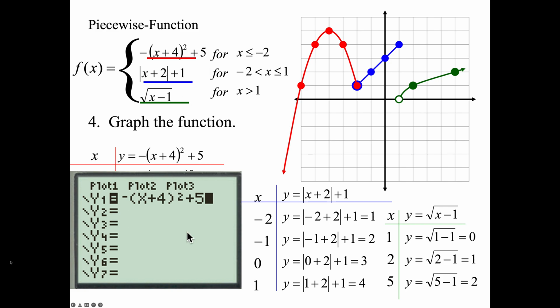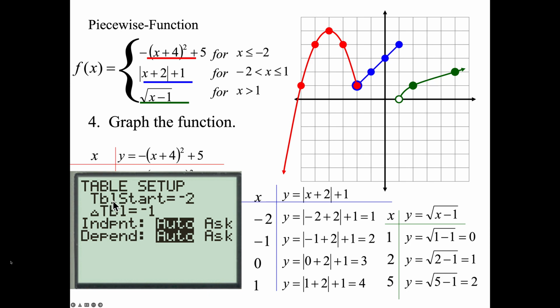All right, then I'm going to go to table setup. That's second window on your calculator. You get table setup. You tell the table where to start, -2. And now we want to count to the left. So this little triangle table, that means what's the change in your table? Are you counting up or are you counting down? Well, we're counting down by ones. So I change that to a -1. Make sure the auto are always highlighted because that means the calculator does all the work.